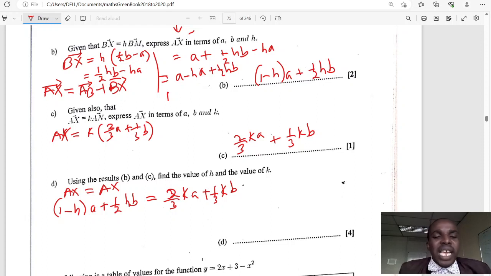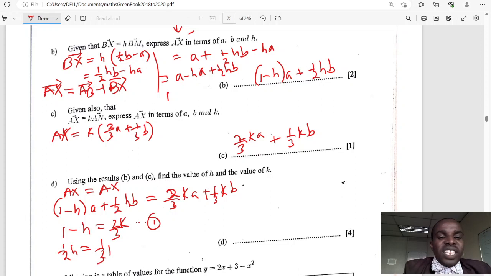Then you can equate coefficients now. Our main vectors are A and B. So the coefficient of A on the left is the same as the coefficient of A on the right side. The coefficient of A on the left is 1 minus H, equal to the coefficient of A on the right side, 2/3 K. This will be equation number 1. Then, the coefficient of B is half H, equal to the coefficient of B on the right side, 1/3 K. This will be equation number 2.